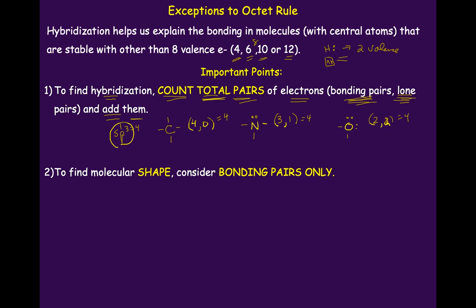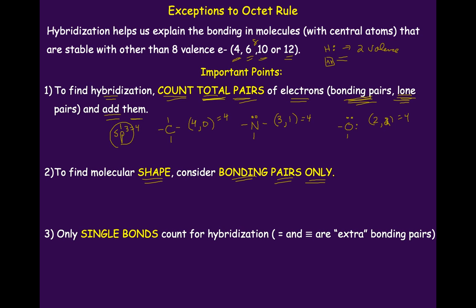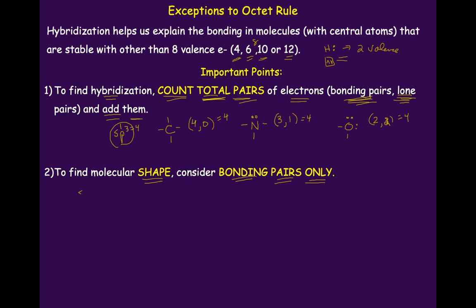Important to know: if you want to find the shape, we're going to be concerned with the bonding pairs only. So if you have sp3, you can have the same hybridization, but this would be a tetrahedron because the bonds are tetrahedral. Okay, we can call this pyramidal, all right?